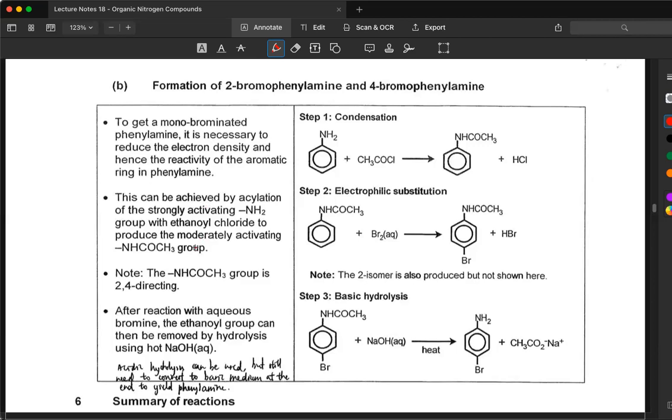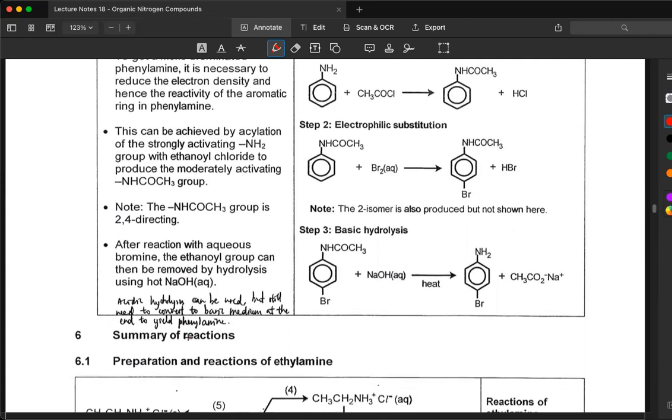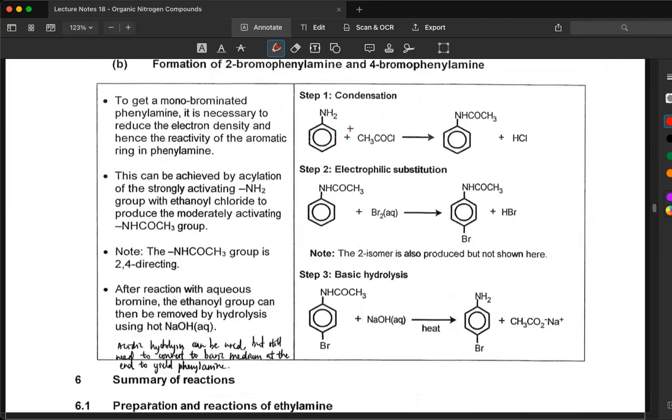So NHCOCH3 is actually 2,4 directing. After reaction with aqueous bromine, the ethanoyl group can then be removed by hydrolysis using hot sodium hydroxide. You can also use acidic hydrolysis, but you still need to convert to basic medium to yield back phenylamine. Or else it will be protonated like NH3+, then you still have to add sodium hydroxide, troublesome. So the first step will be through this reaction called condensation. Then you will form this.